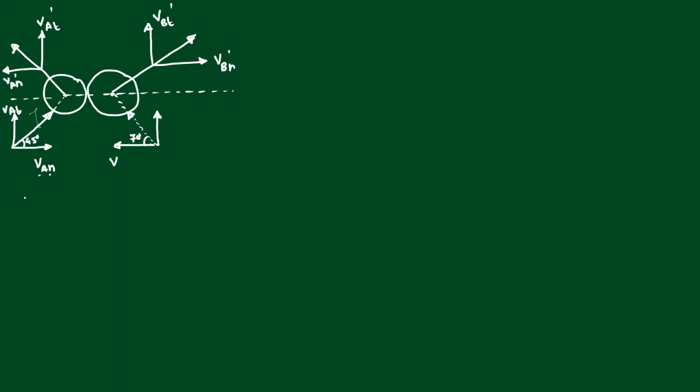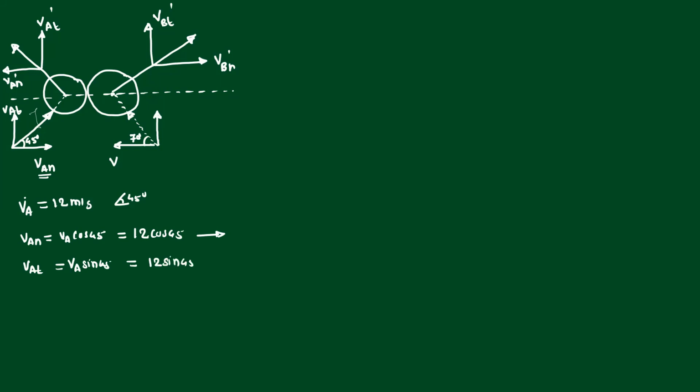Now here we can find out the components VAN and VAT. VA is given, this is 12 meter per second, and its angle is 45 degrees. So VAN, which is the adjacent component, is equal to VA cos 45, so this is 12 cos 45, and the direction is towards it. VAT is VA sin 45, so this is equal to 12 sin 45. The direction is positive y direction.